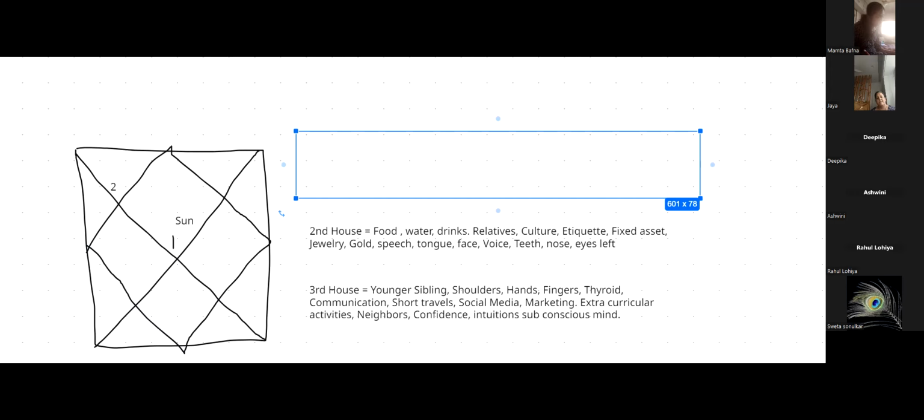So investment in stocks would be considered as a part of your property, or is it going to be fourth house or second house? So it will be 12th house and second house, both. Investment is 12th house. Okay.